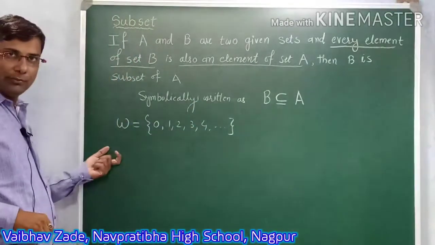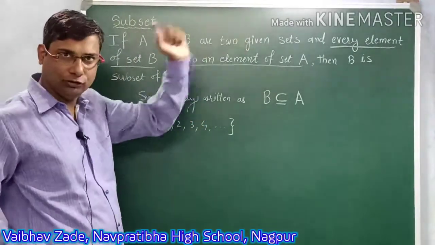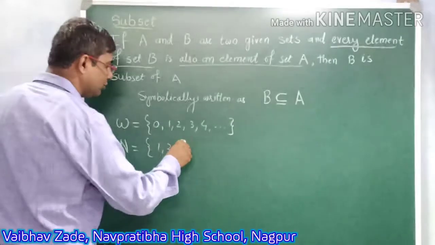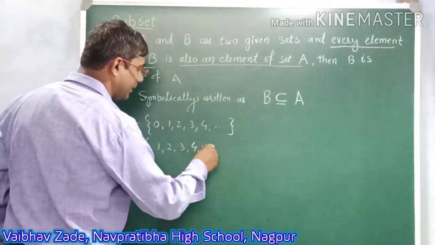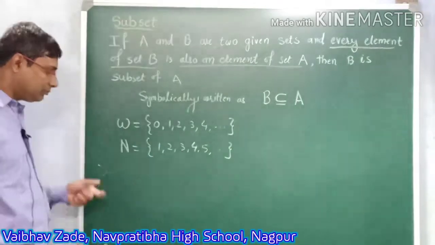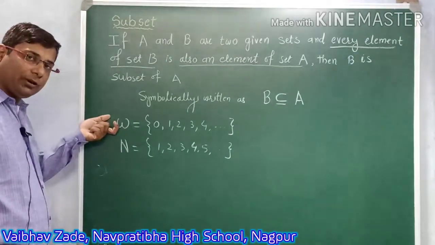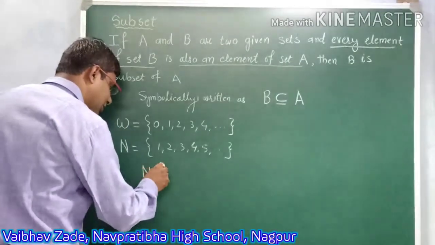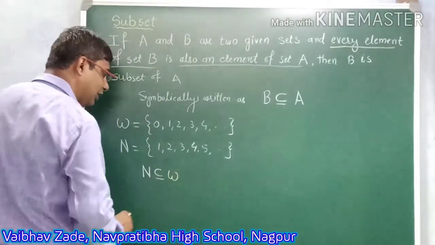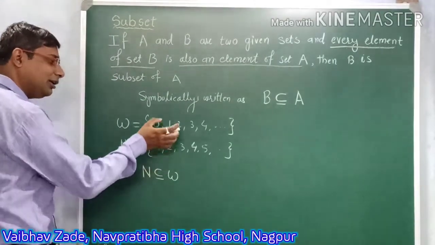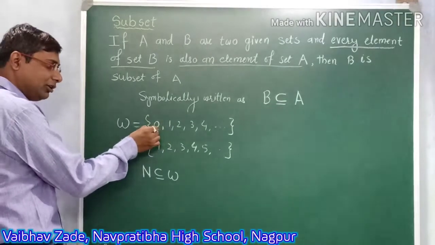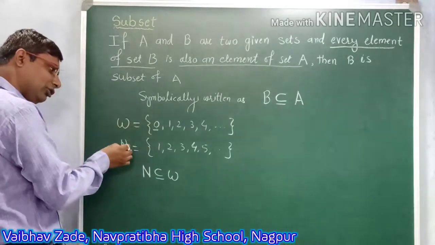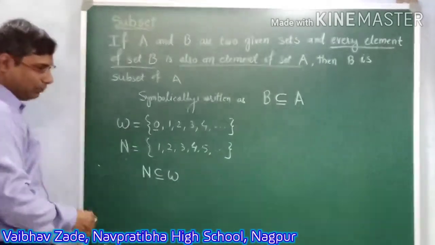This is a set of whole numbers starting from 0, 1, 2, 3, 4, 5 and so on. Now another set of natural numbers: 1, 2, 3, 4 and 5 and so on. So what do we say? Which one is a subset of the other? Here the set of natural numbers N is a subset of W. How? Because all the elements of set N are present in set W, but W has one more element, 0, so W is not a subset of N. N is a subset of W.